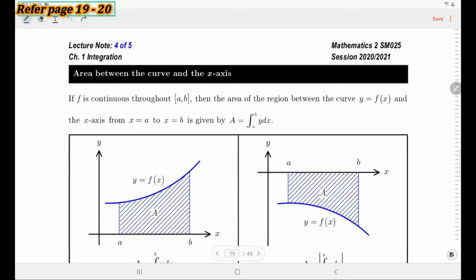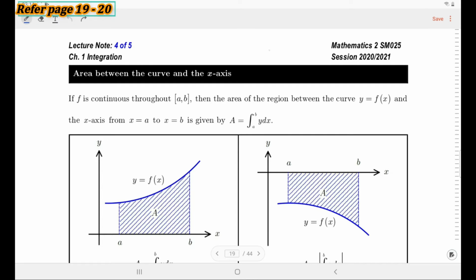Okay, now we move to the application of integration. So what can they do? In integration, we can use it to find the area and the volume of any function. So first here, we look at finding the area between the curve and the x-axis, the most basic one.